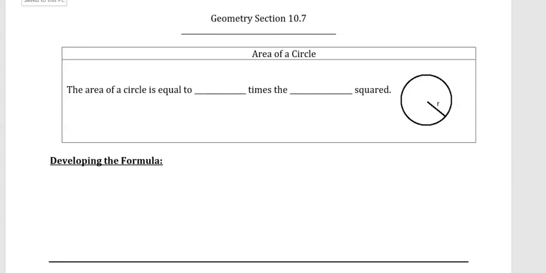So this is going to be the last section that we're going to do from chapter 10, and then we're going to jump into only selected sections from chapter 12, but that's all on circles as well. Today's lesson is going to be on areas of sectors and segments.